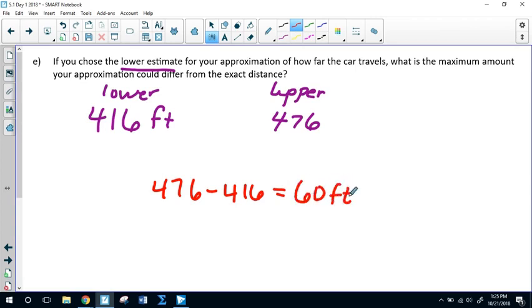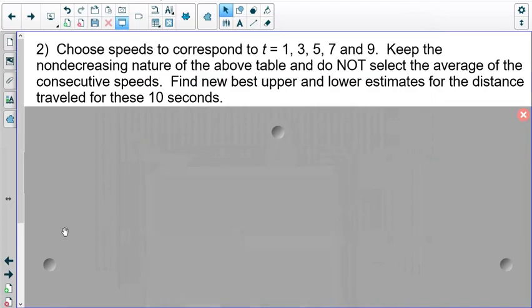So at most, your estimate is off by 60 feet. That would be if you chose the lower and the upper was actually the correct estimate, which granted, we don't know exactly because we don't know what's happening at the times in the middle, but neither one of these is probably correct.